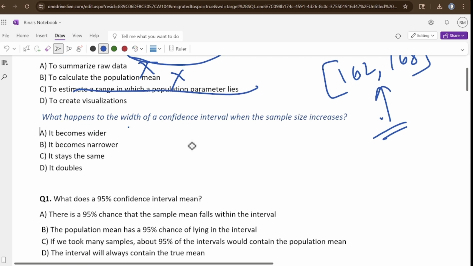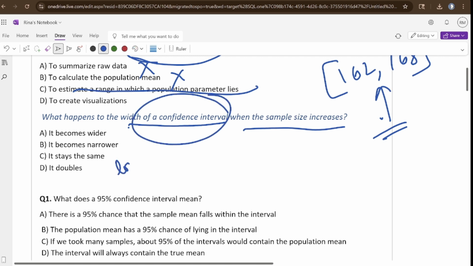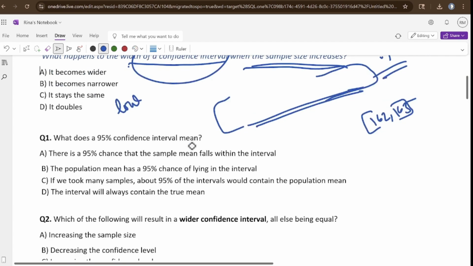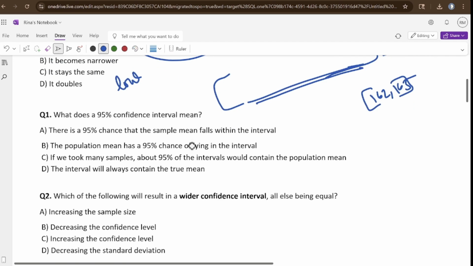What happens to the width of confidence interval when the sample size increases? See, if the sample size increases, then width of confidence interval will become low. Sample size increases means you are getting more points. That means you can calculate more precisely. So your range will get reduced. Now you can see 160 to 165. Correct.